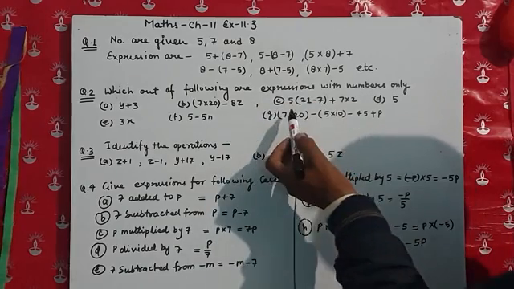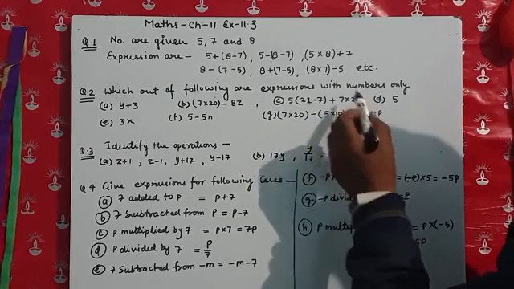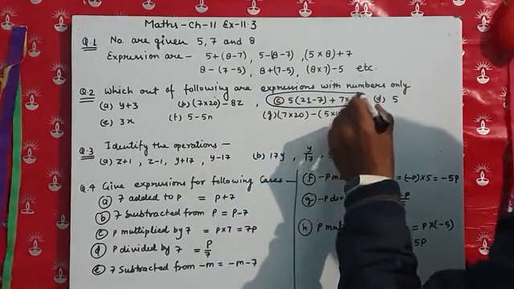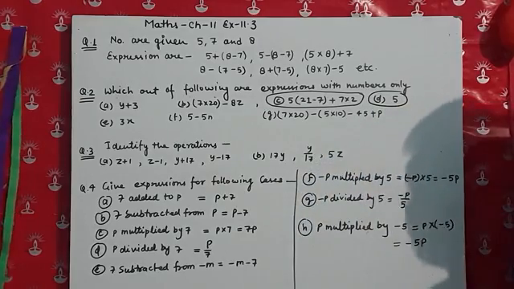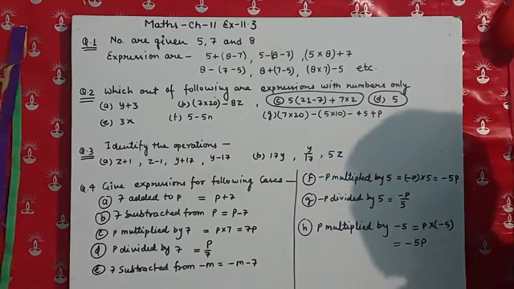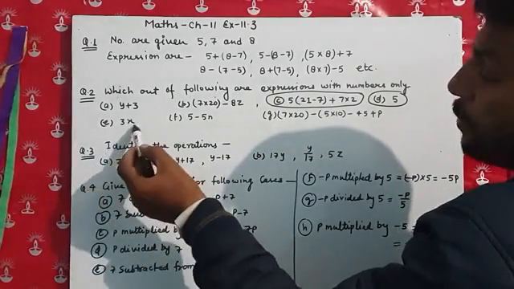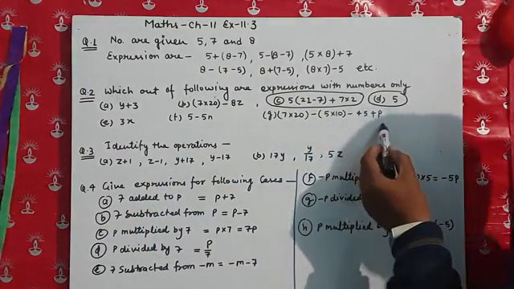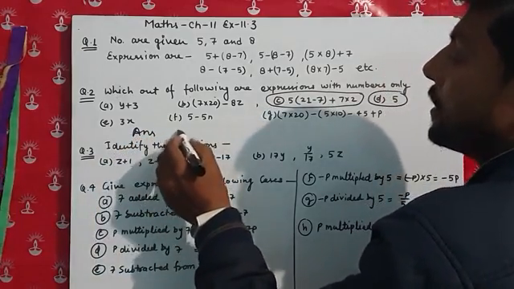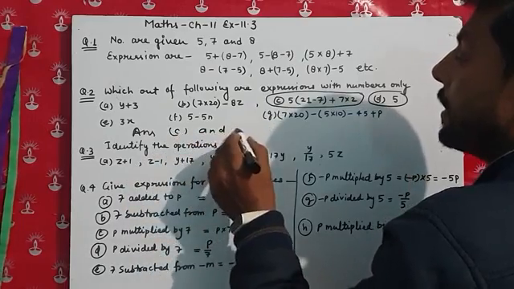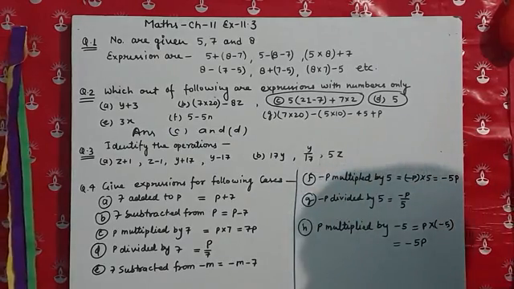Now going to the C, here 5 in bracket 21 minus 7 plus 7 into 2. So this is the expression with numbers only, part C. And next the part D is also shown, that in D there is only 5 given. This is also an expression with numbers only. And in the E part there is 3x, so x is given, here n is given and here p is given. So the final answer will be C and D. These two parts are expressions with numbers only.